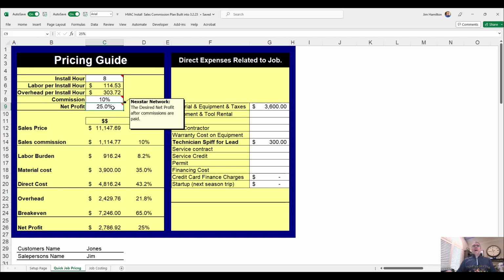Now, I would coach you as a salesperson to use 8 hours on this. And then if you needed to lower the price, talk to your manager about that to try to get the job. Obviously if the job is just a furnace and it can be done in 6 hours, we could put 6 hours there. But as a salesperson, you don't have the authority to do that. Your manager does.